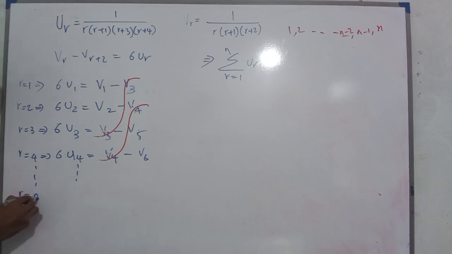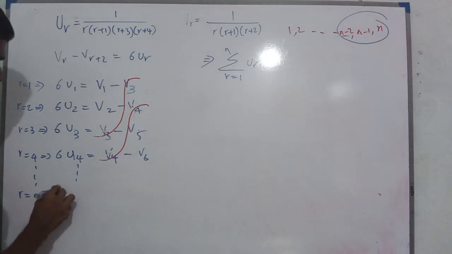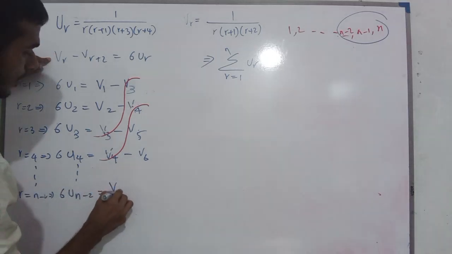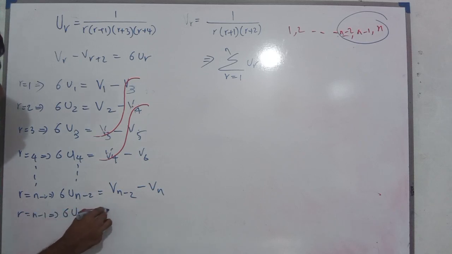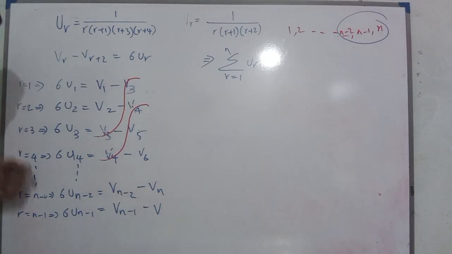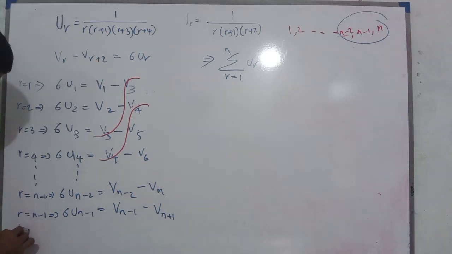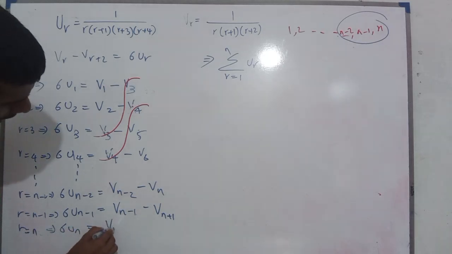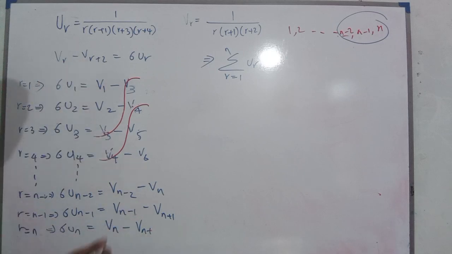Okay. When r is equal to n minus 2, first we have to consider the latter 3 terms: n minus 2, n minus 1 and n. 6u n minus 2 is equal to v n minus 2 minus vn. Then r is equal to n minus 1. Then 6u n minus 1 is equal to v n minus 1 minus v n plus 1. Okay. Now r is equal to n. Then 6un is equal to vn minus vn plus 2. Okay.